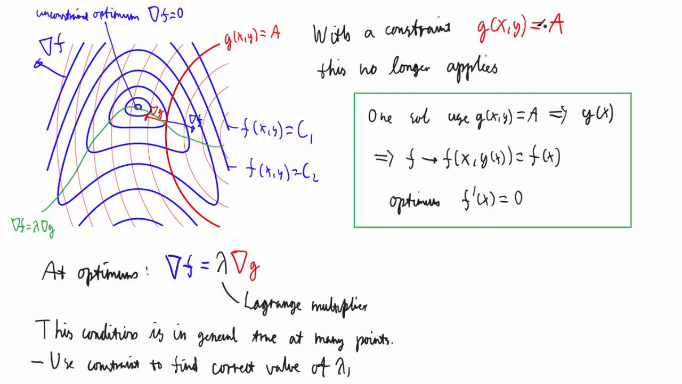So in other words, we would use this constraint here to find the lambda that corresponds to this particular point. And this is the method of Lagrange multipliers for optimizing a function in the presence of a constraint without reducing the number of variables. So let's see how this works in a specific example.